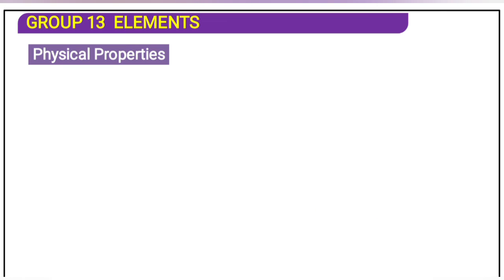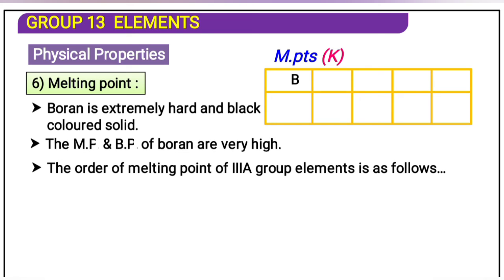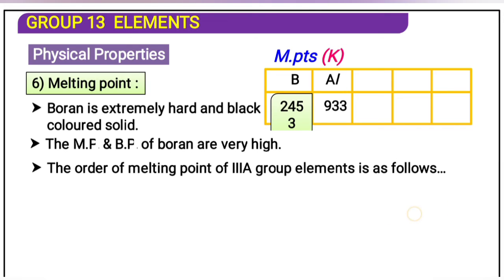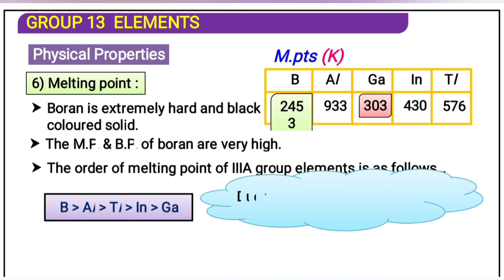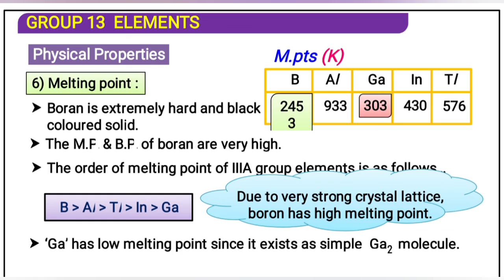Boron is the most electronegative element of this group. Boron is extremely hard and a black colour solid. Melting point and boiling point of boron are very high. The order of melting point of group 3A elements is as follows. See, in gallium there is an exception. Due to a strong crystal lattice, boron has the highest melting point. Then aluminium, then thallium, indium, and at last gallium.